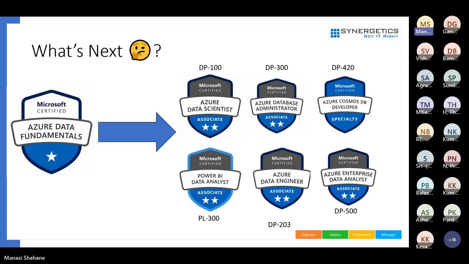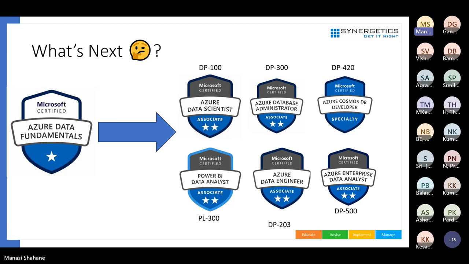No, not every 3 years. I will talk about that. Let me give you a brief introduction of the advanced certifications that you can do after you have done the DP-900 certification. You can do DP-100, which is pertaining to the data scientist. Once the data is ready, what to do with it, you can apply machine learning to it. So for that, you have DP-100. It's an associate level certification.